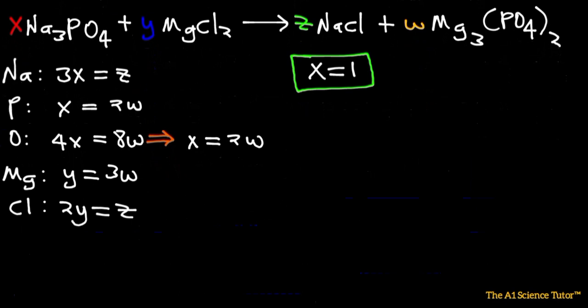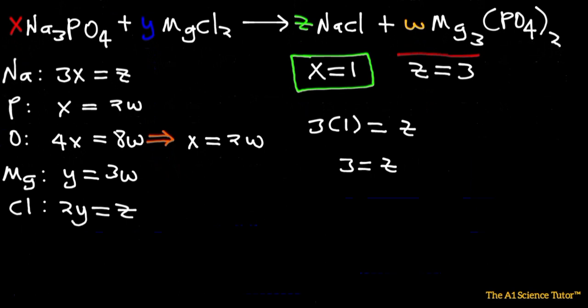Now, if x is equal to 1, let's use it for the first equation. We could actually go on with whichever equation of our choice. So for this one, if we say that x is equal to 1, then using it in this equation, this will be 3 multiplied by 1, and that's equal to z. So we therefore know that 3 is equal to z, and therefore z will be equal to 3. So this one is important.